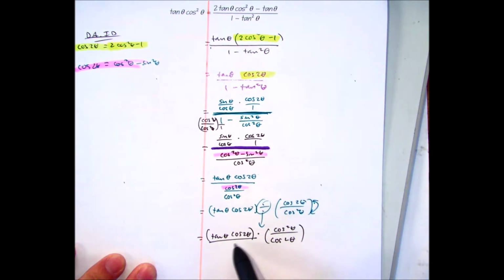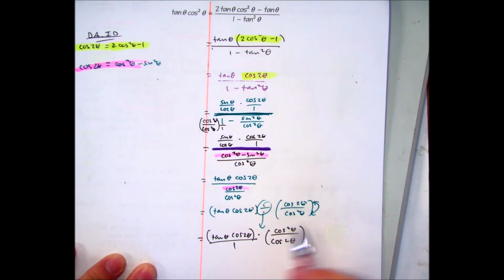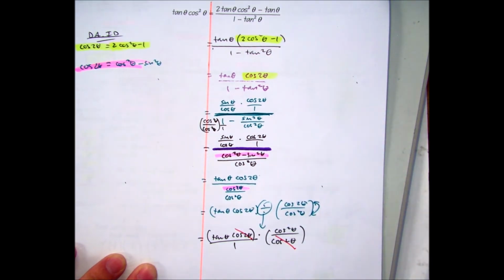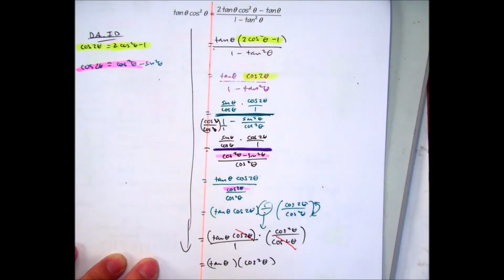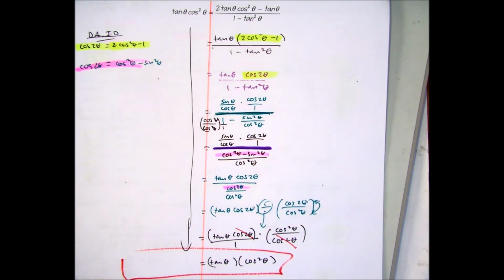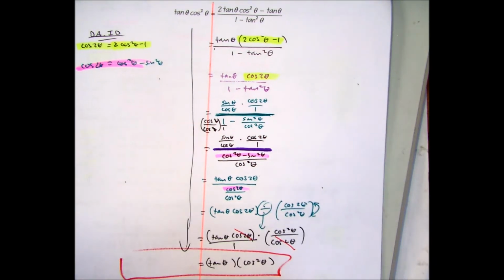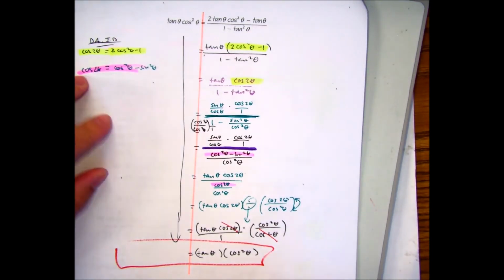Make this a fraction. Notice my cosine 2 thetas both cancel. And we're left with tangent theta times cosine squared theta, and that was what I needed to prove.